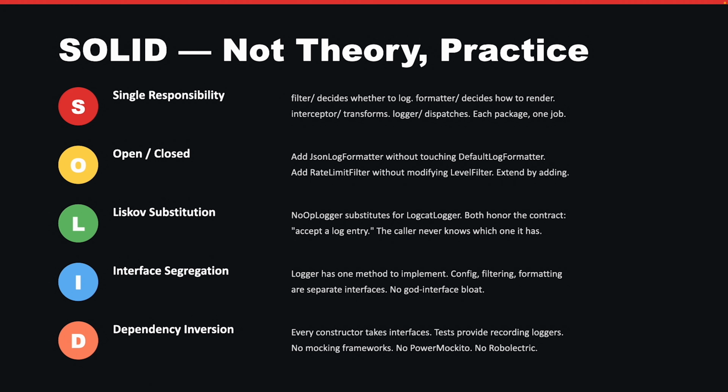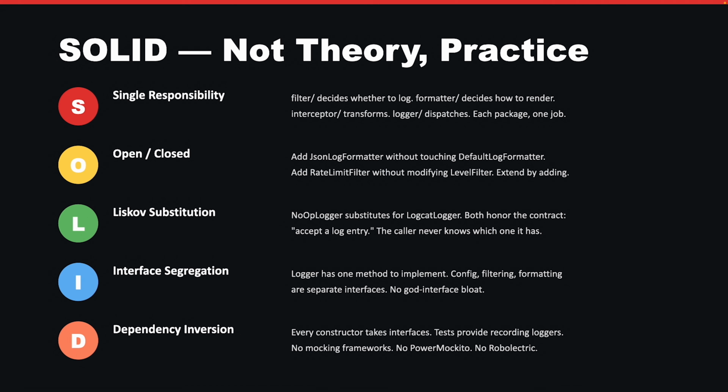Open closed. I did not plan for a JSON log formatter from day one, but because log formatter was an interface from the start, adding JSON output was a 20-line class that touched nothing else. Same with the rate limit filter. Added it without modifying label filter or tag filter. You extend by adding, not by changing.